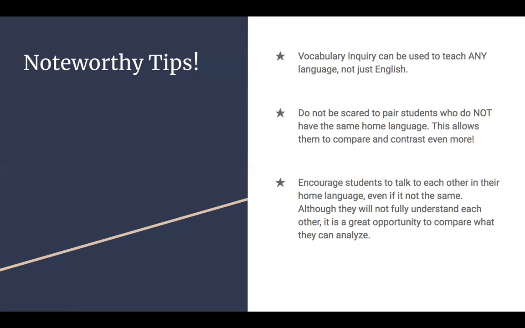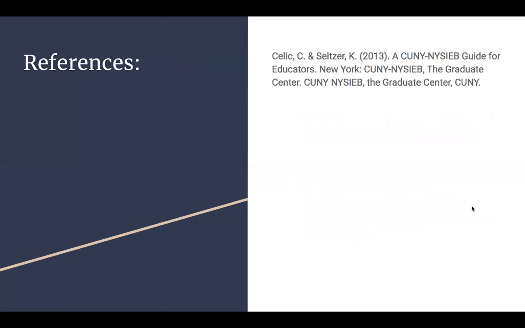I think it's very important to not only note what the students can notice in their home language and the target language, but I think it's also important to note that there are things to notice in other languages as well. So yeah, this is my presentation and here are my references.